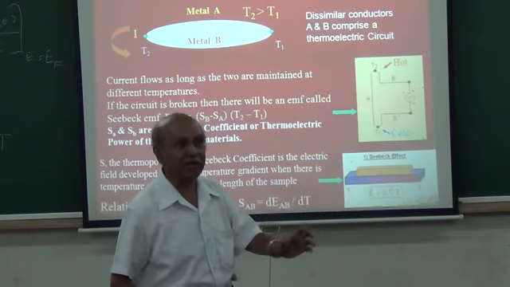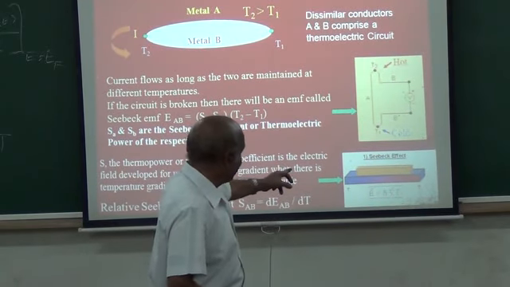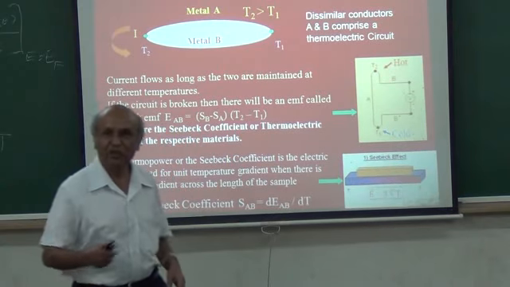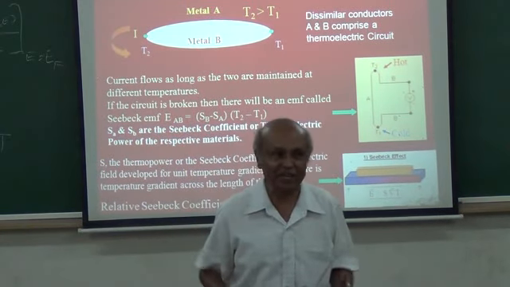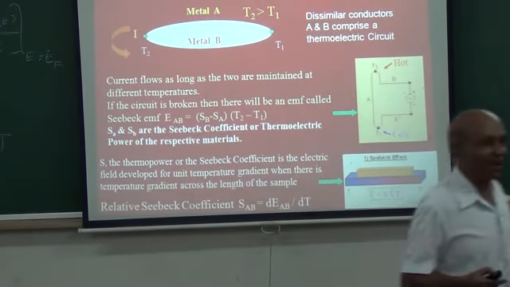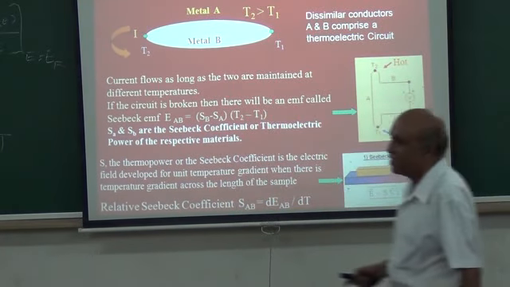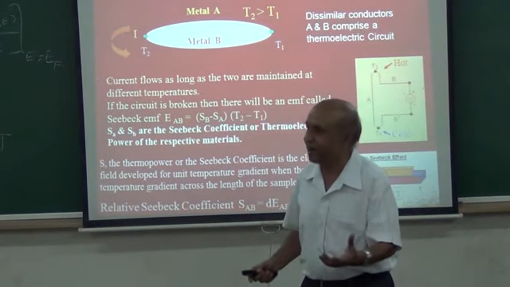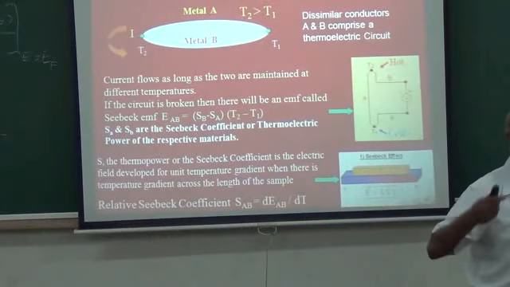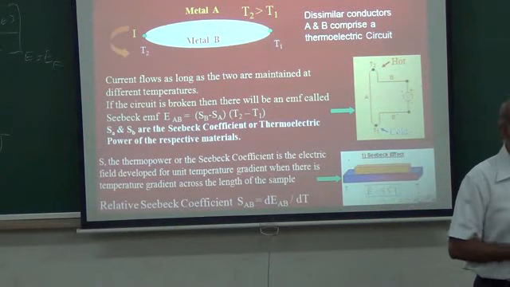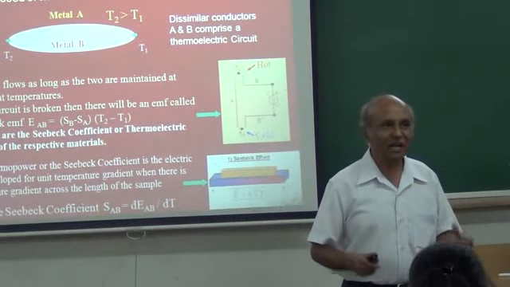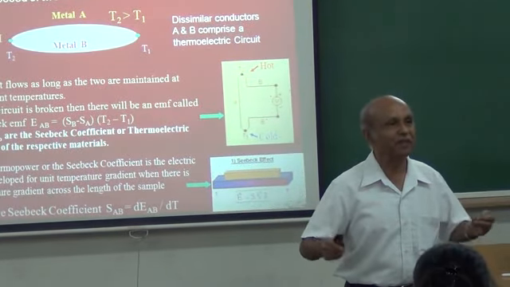Or E is S grad T, dT by dx. If you take E dx, that is nothing but your voltage, delta V. So delta V will be equal to S into delta T. So that is a scalar equation. I can convert this vector equation into a scalar equation in terms of voltage and temperature difference. Temperature difference is a scalar, T1 minus T2. Right? So that voltage difference, delta V by delta T, is called the Seebeck coefficient of a given material.